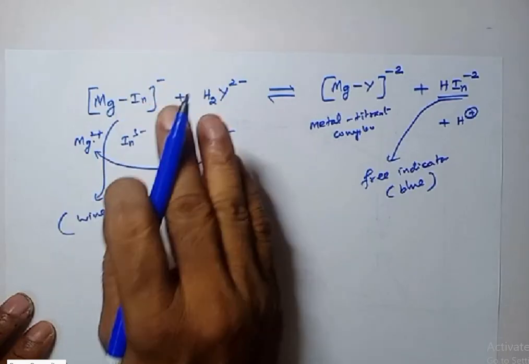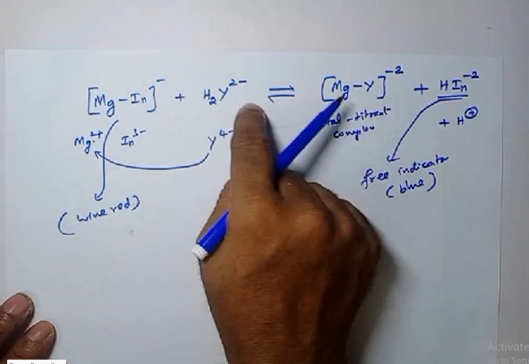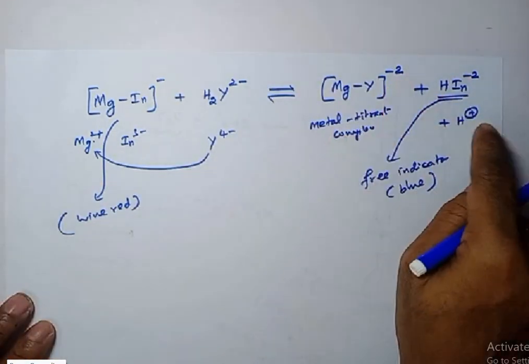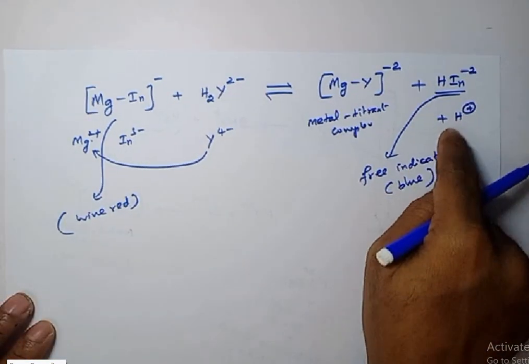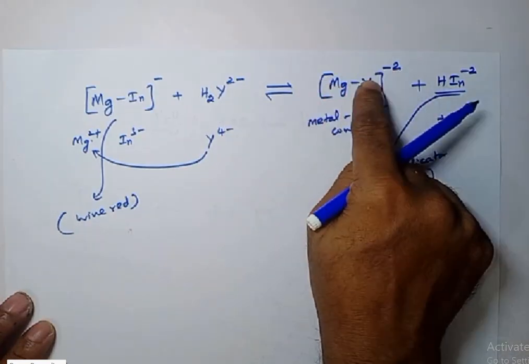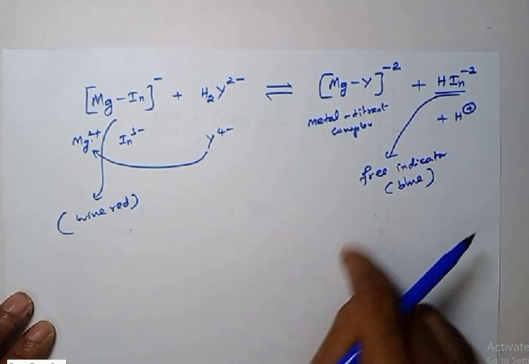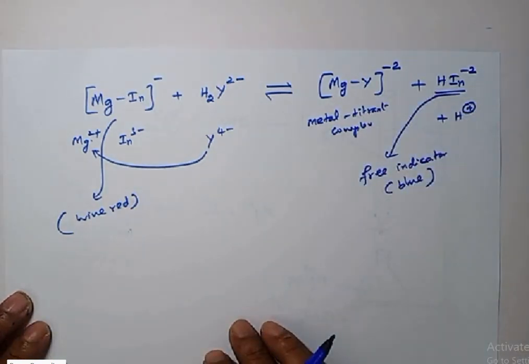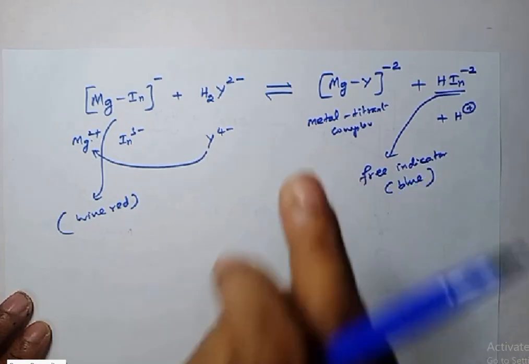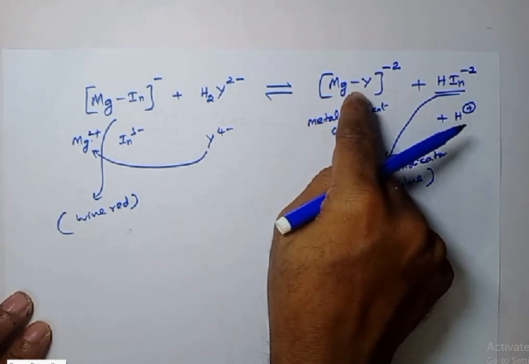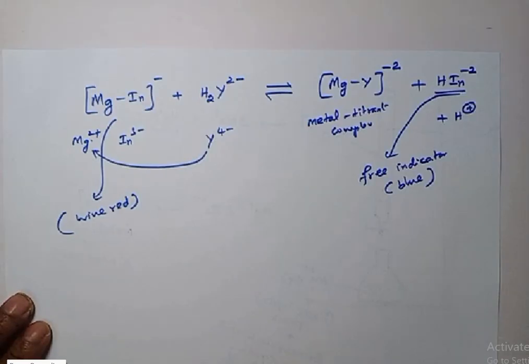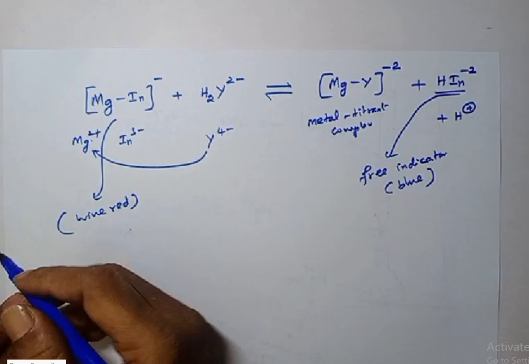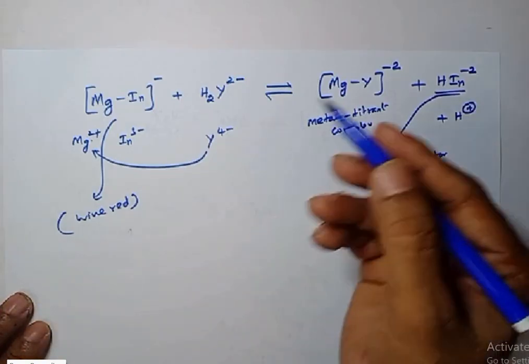So to avoid this, what to do? We should not allow the backward reaction to take place. How to avoid the backward reaction? Very simple. Remove this H plus, because for the backward reaction to occur, we need H plus. Then only the backward reaction will occur. How to remove the H plus? Add some base. But remember, if you add a base, the base may also decompose the complex. So instead of a base, you should use a basic buffer. We use a basic buffer of pH equal to 10.